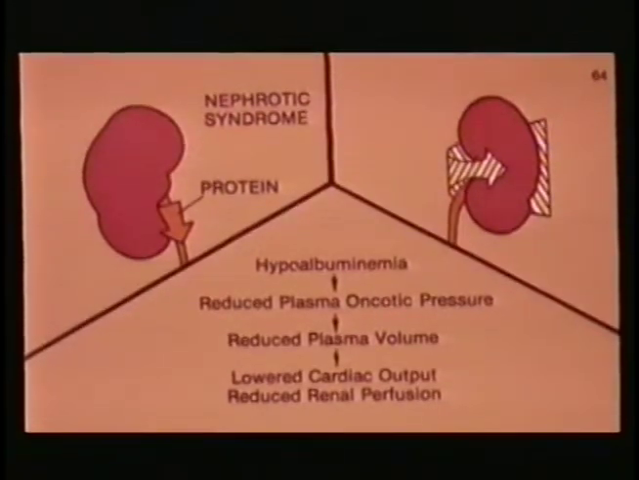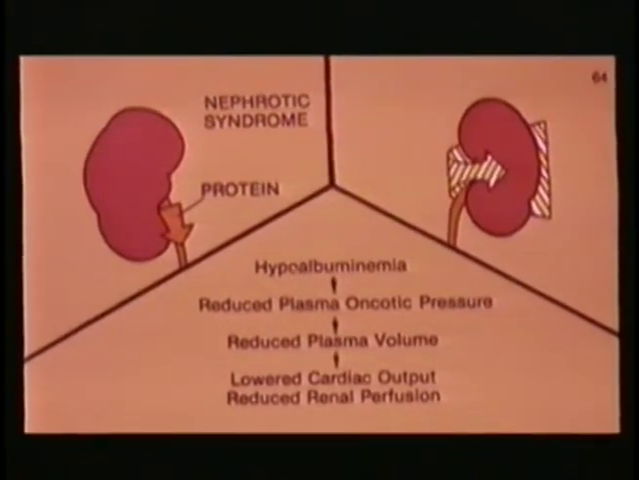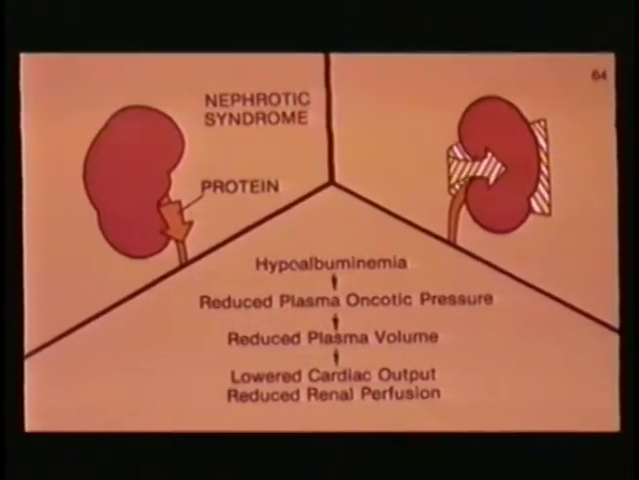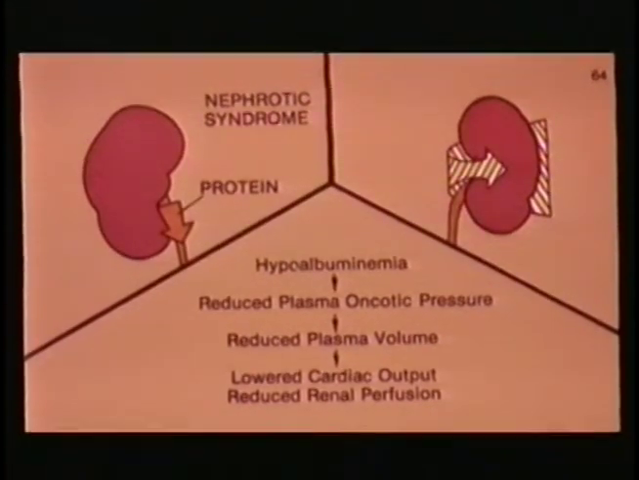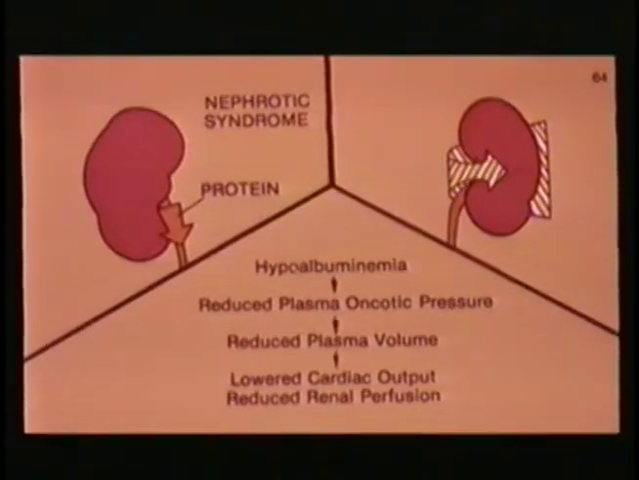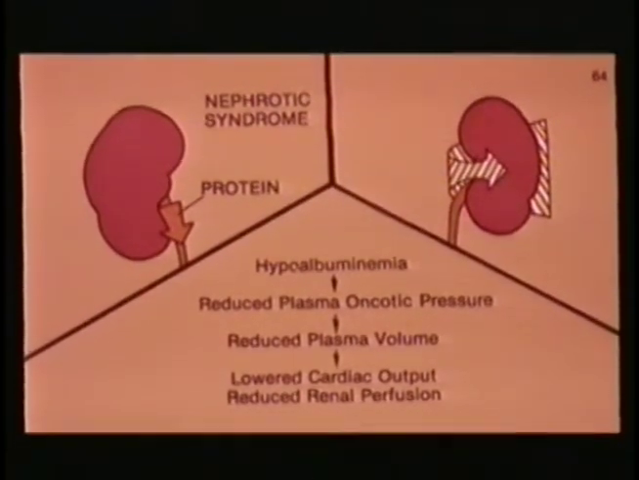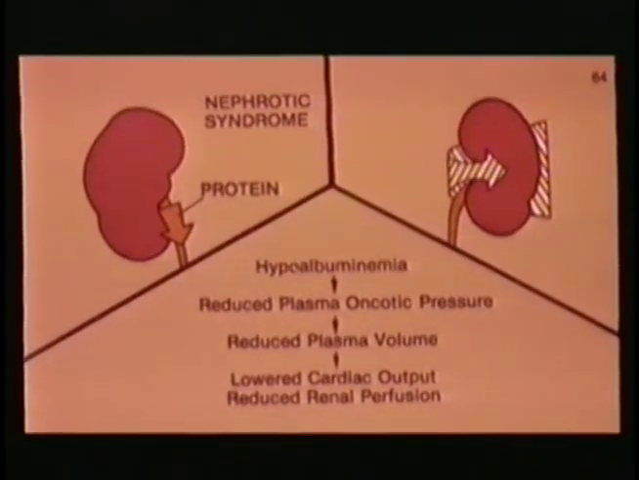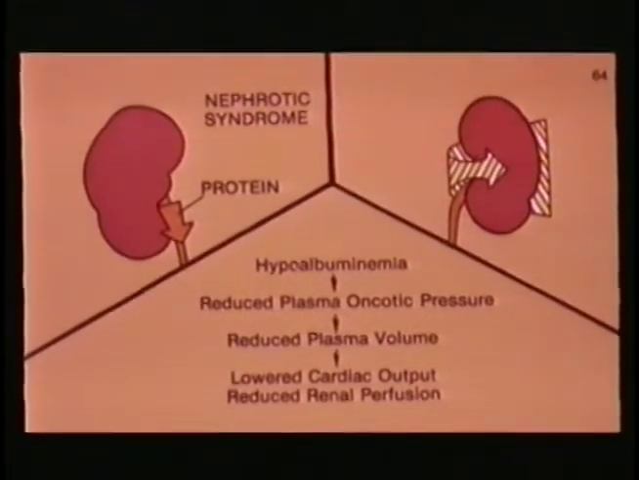The abnormalities leading to salt retention are often very apparent. In the patient with nephrotic syndrome, the urinary loss of protein, proteinuria, leads to hypoalbuminemia with reduced plasma oncotic pressure. The reduced plasma volume results in lowered cardiac output and lowered renal perfusion, which in turn result in salt retention.